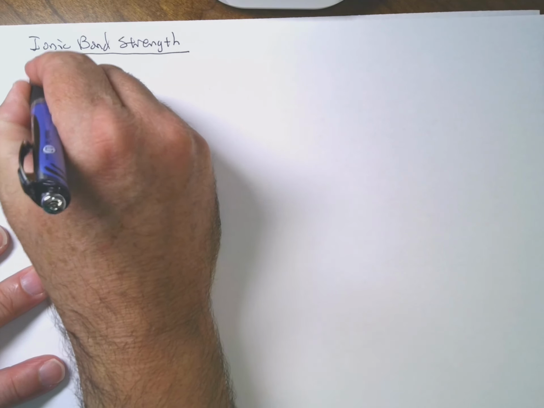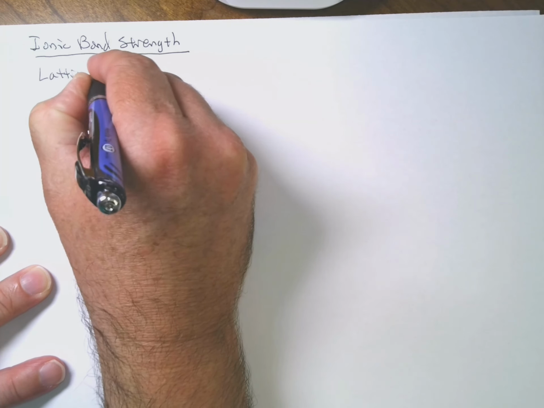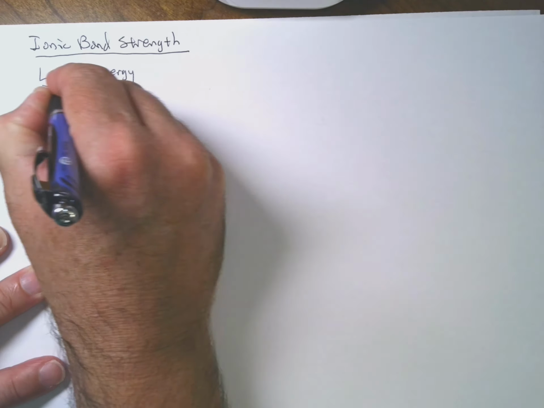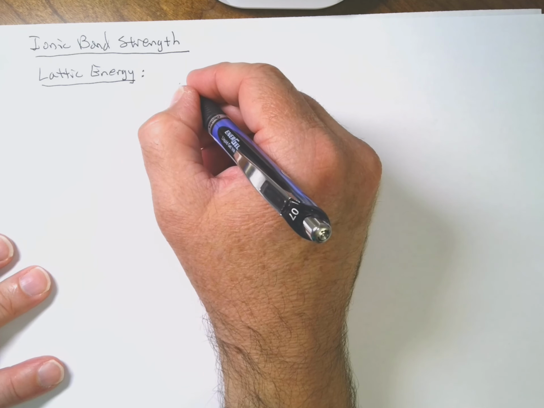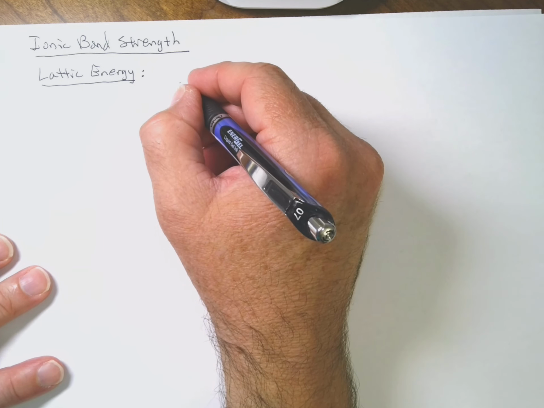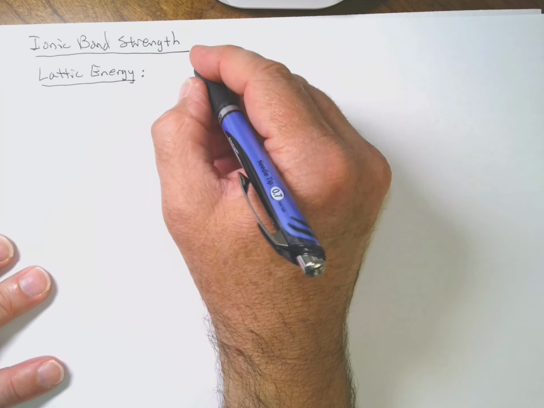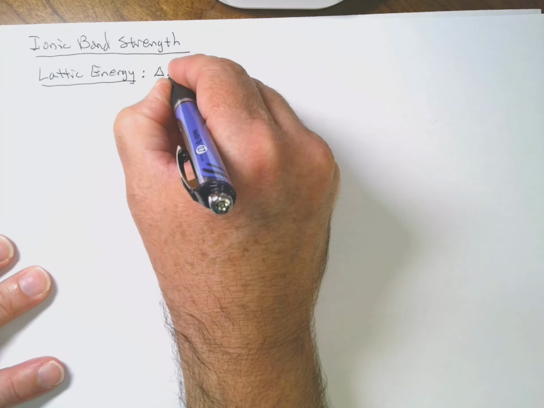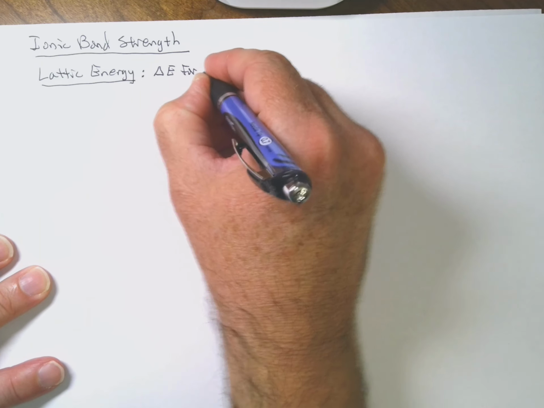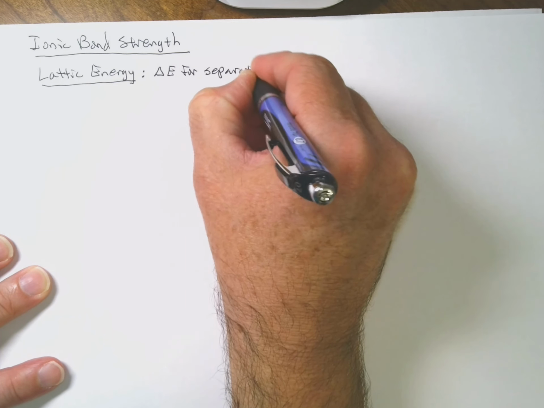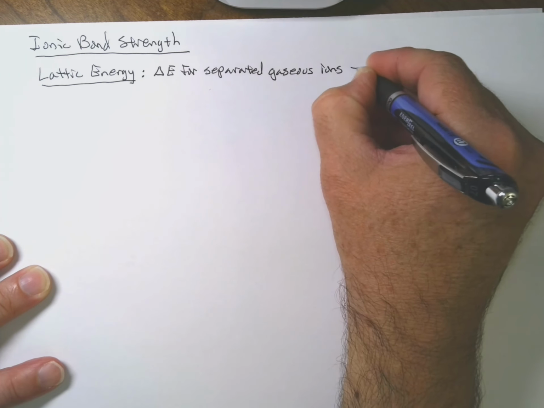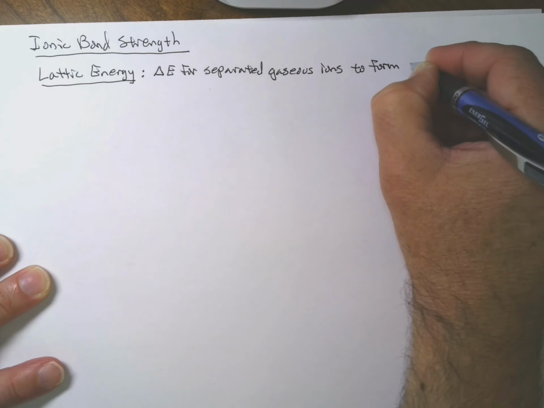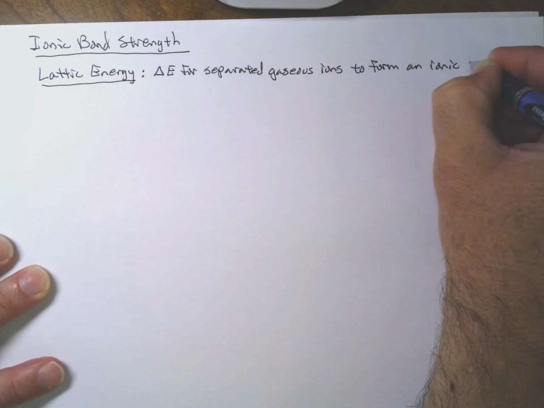So what I'm going to introduce to you is something called a lattice energy. The lattice energy is the change in energy that takes place when separated gaseous ions are packed together to form an ionic solid. Okay, so delta E for separated gaseous ions to form an ionic solid.